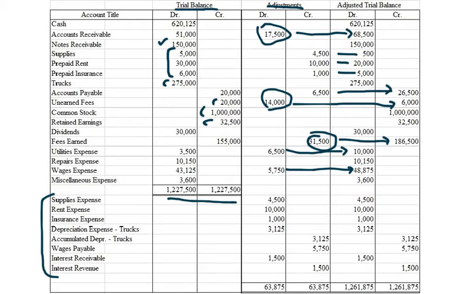Whatever their balance was just gets forwarded to the adjusted trial balance columns. The same thing is going to be true for all these numbers here. Whatever you're seeing here is just going to be true in the next set of columns over. All right, so again, obviously the adjusting entries all balance.